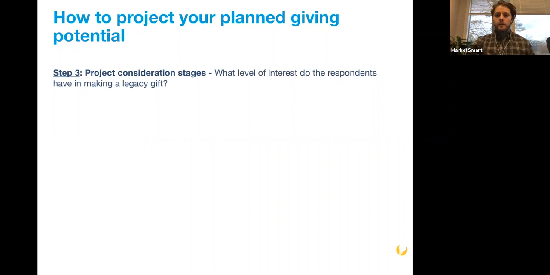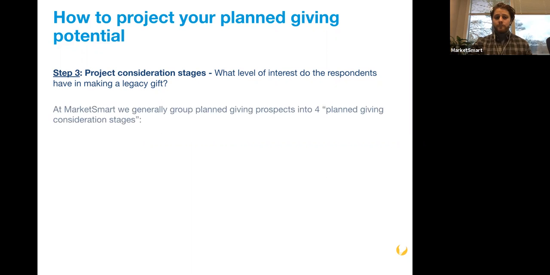So then once we've simulated what the response rate looks like to that engagement effort that we've sent out, we now need to think about where those responses lie in the consideration stage continuum, really where people are in terms of their likelihood to make a planned gift to your organization. So these are the 4 categories that we use here at MarketSmart and that I would highly recommend you refer to as you build out and develop your model as well.